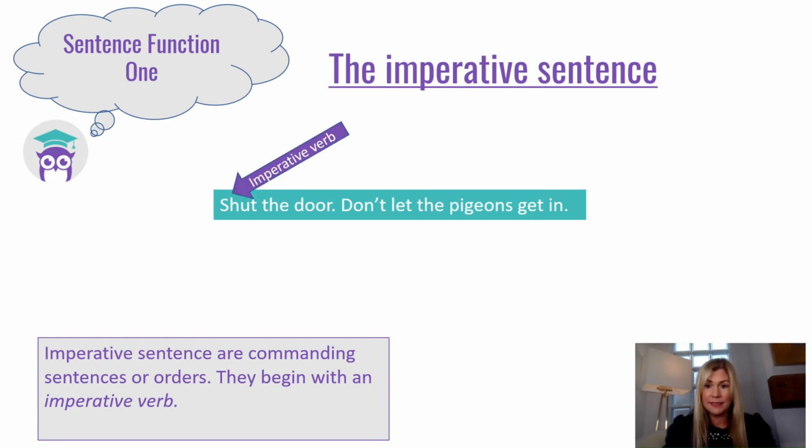Both of those are imperative sentences. Shut, in this case, is an ordering, a commanding verb at the start. That's what makes it imperative. And in this one, don't let the pigeons in is again an imperative verb. Obviously, that's a silly one.